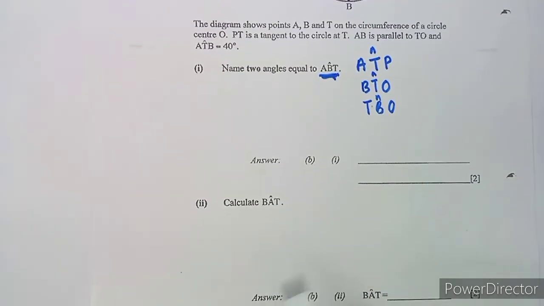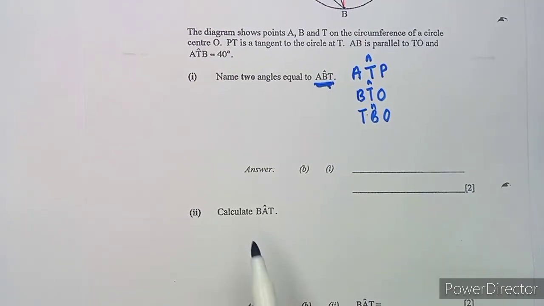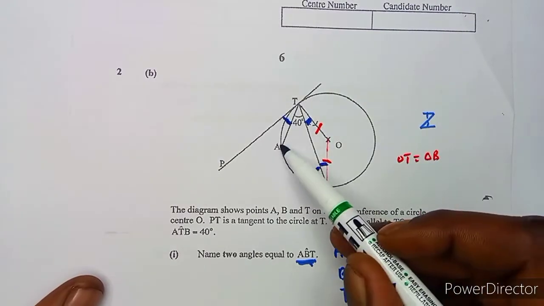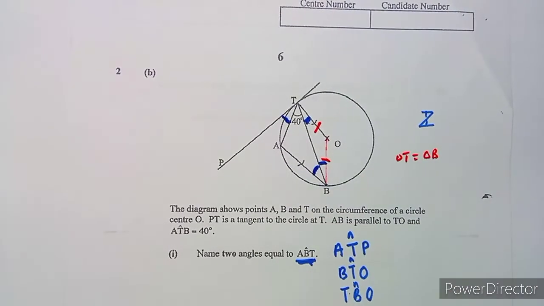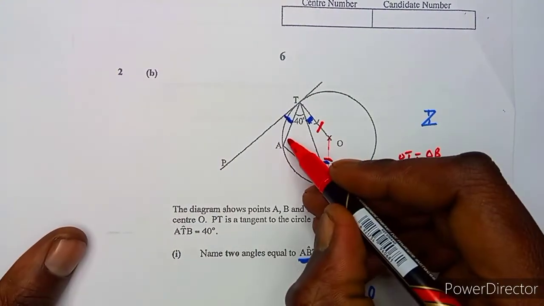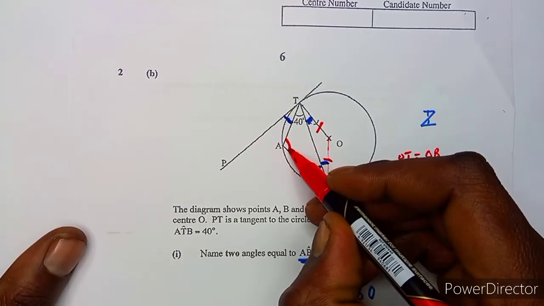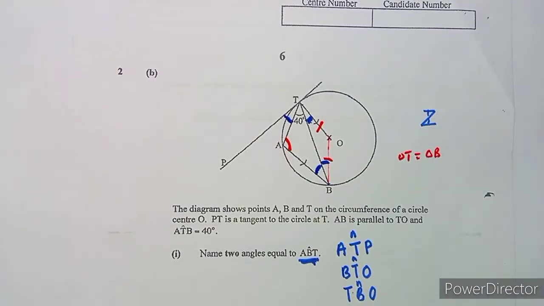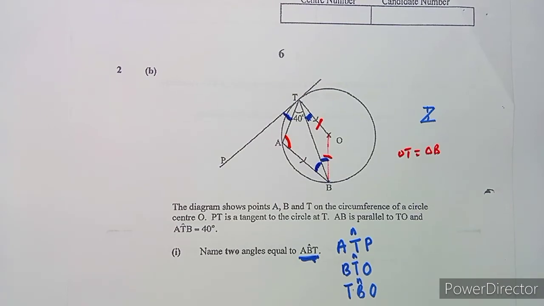Okay, anyways, let's just calculate BAT. So calculate BAT. BAT, that is this angle. So let's indicate with another mark because it's not the same as the other angles. So I'm just going to indicate with an arc like this. So this is your BAT, this angle here. How can we find this angle, guys? How can we be able to find this angle here?